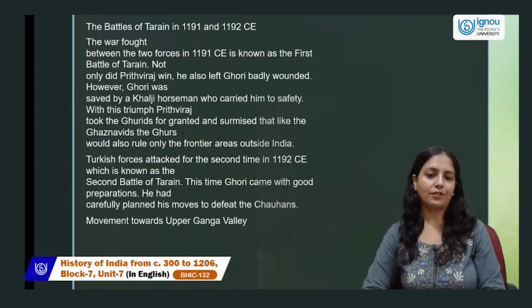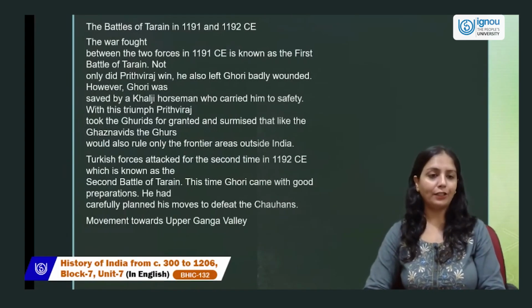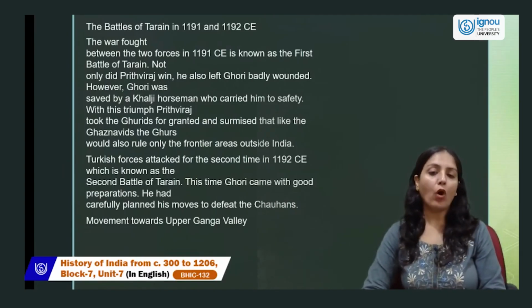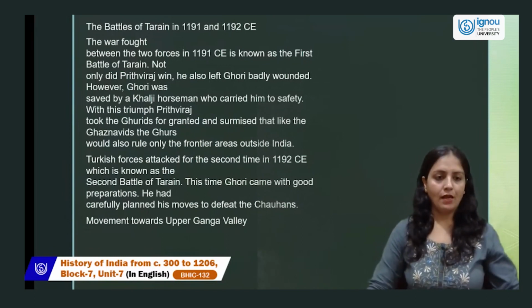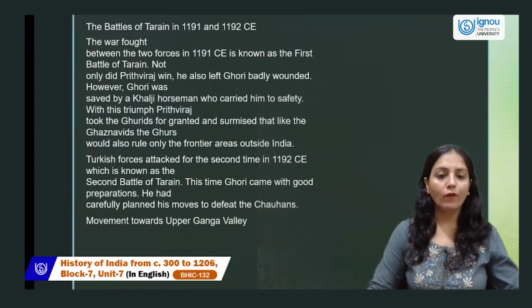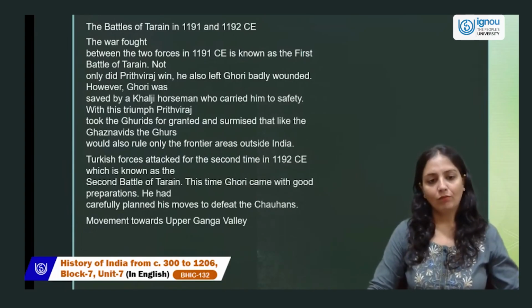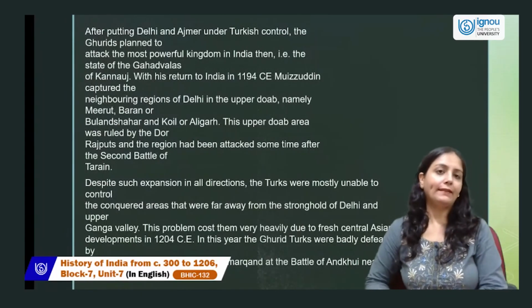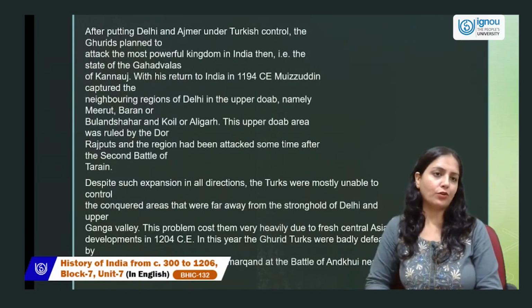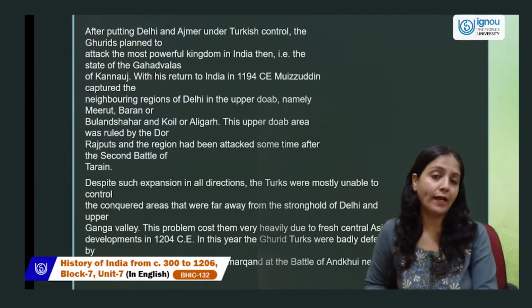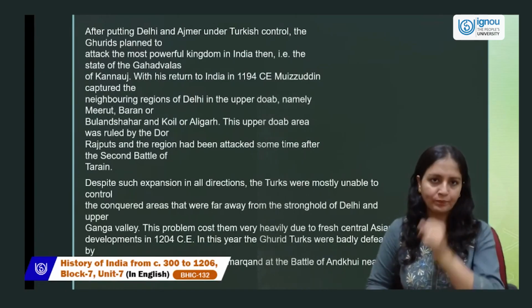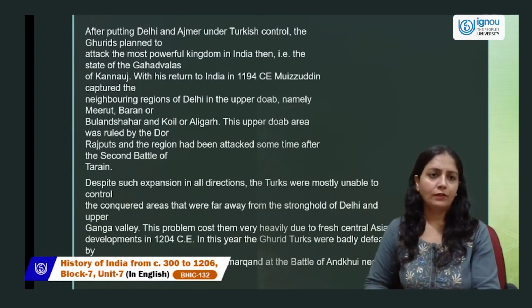Turkish forces attacked a second time in 1192 CE, which is known as the Second Battle of Tarain. This time Ghori came with good preparations. He had carefully planned his moves to defeat the Chauhans' movement towards the Ganga Valley. After putting Delhi and Ajmer under Turkish control, the Ghurids planned to attack the most powerful kingdom of India, the state of the Gahadavalas of Kannauj.